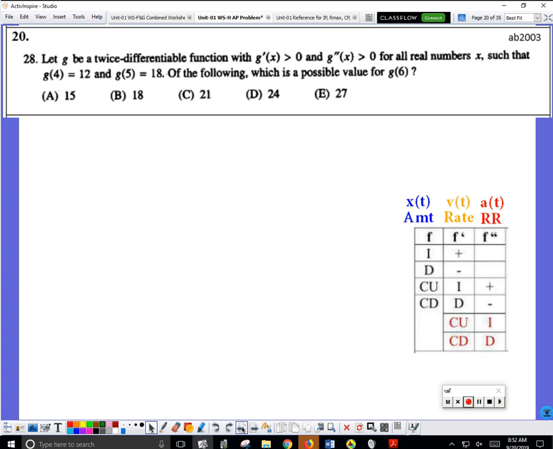Here it says G is a twice differentiable function. So heads up. Are they talking about G? Are they talking about G prime? Are they talking about G double prime? Heads up. G is a twice differentiable function. Which are they talking about, Preston? Everybody knew it? Point 2 for Preston. Okay, so they're talking about G. They're just saying G has G prime and G double prime.